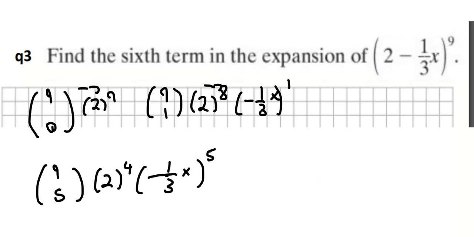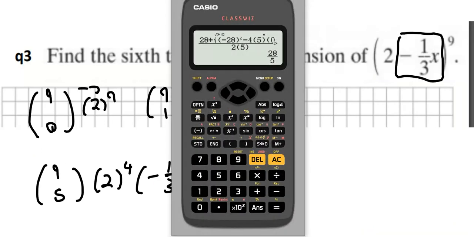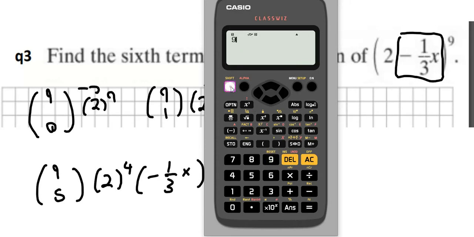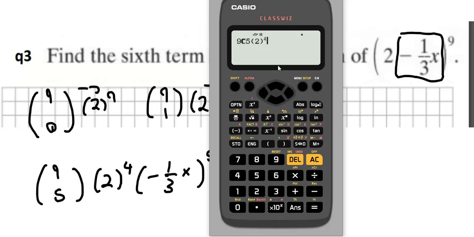Now, see the minus 1 over 3 in the brackets there? That's it there, right? Now, lads, here's what we're going to do. Ready? Okay. Into the calculator with it. 9 choose 5, multiply by 2 to the power of 4. You're going to ignore the x for a second. And then it's going to be minus a third to the power of 5.